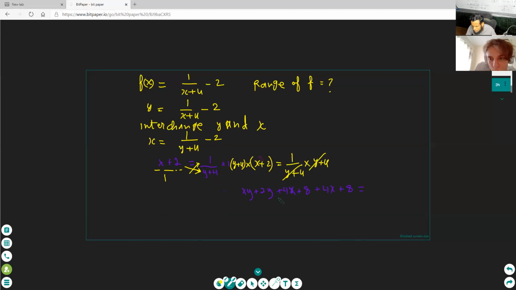Equals to 1. Xy plus 2y, okay, good. And multiply 4x plus 8. But how can you do? Wait, you are doing extra steps. These are extra, okay? You should multiply y to this thing, then you get this. And multiply 4 to x and 2, then you get this, and these were extra. You cannot do extra work. Is equal to 1. Here is equal to 1.